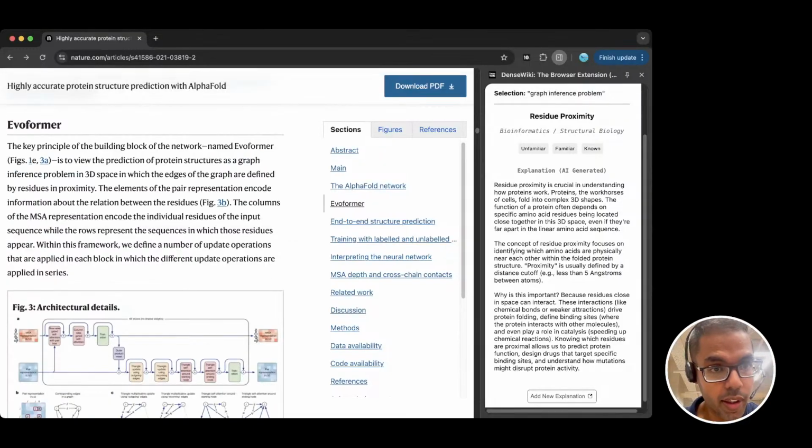Okay. The elements of the paired representation encode information about the relationship between. Okay, there's the paired information representation, right? We saw that we gave two types of data to the model, and one of them was the paired representation. And then there's the MSA representation, those in which the sequences in which the residues appear.